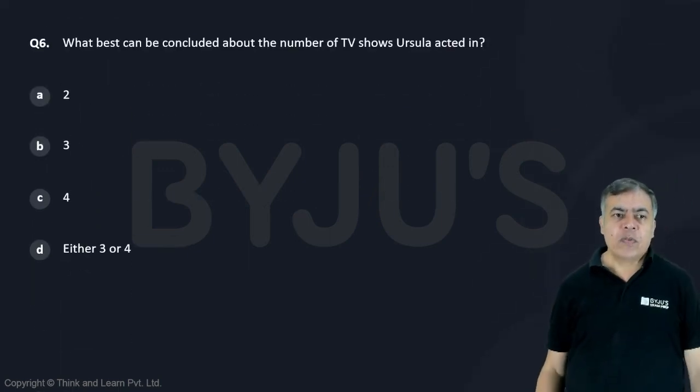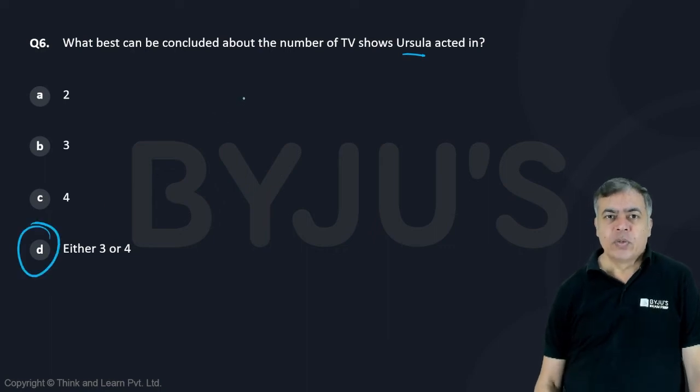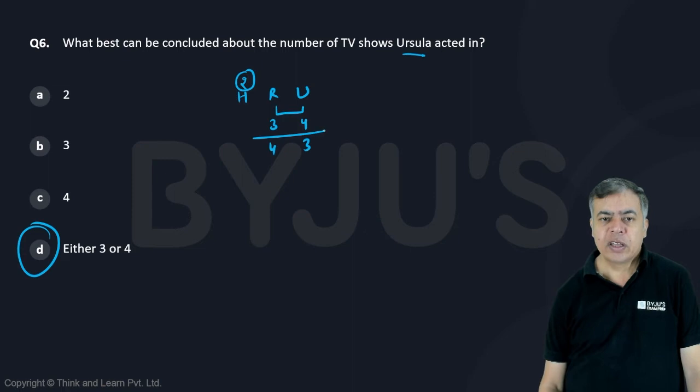Now, what best can be concluded about the number of TV shows U? So I told you U is either 3 or 4. We have H definitely 2. R and U can be 3 or 4: this 3, this 4, or this 4, this 3. There are two possibilities. Y definitely 6 and P definitely 5.